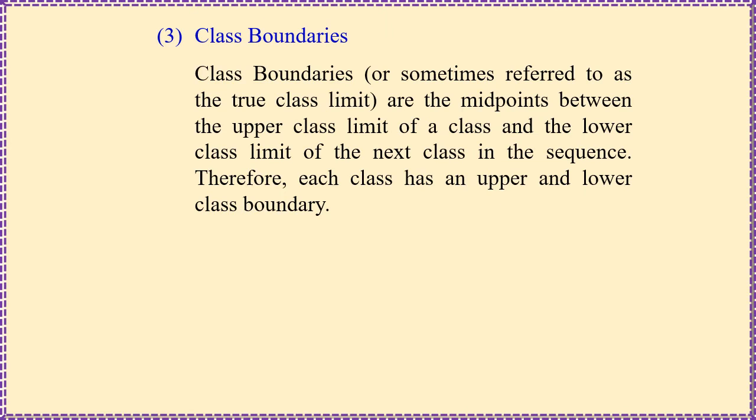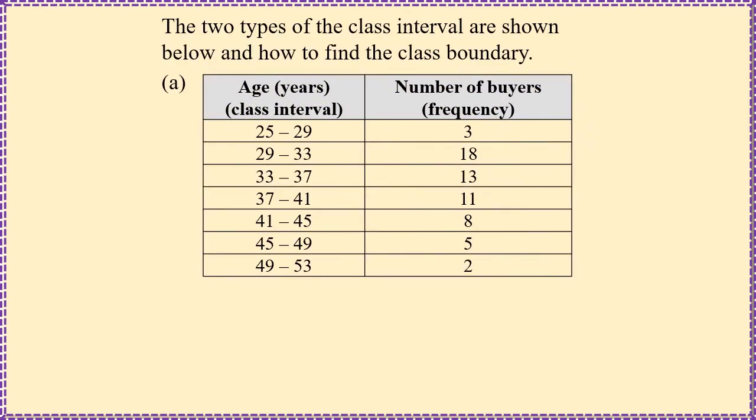Okay, class boundary. What is the difference between class limit and class boundary? Class boundary, sometimes referred to as the true class limit, is the midpoint between the upper class limit of a class and the lower class limit of the next class in the sequence. Therefore, each class has an upper and lower class boundary. For example, here is an example of a frequency distribution table. The two types of class interval are shown below, and how to find the class boundary.